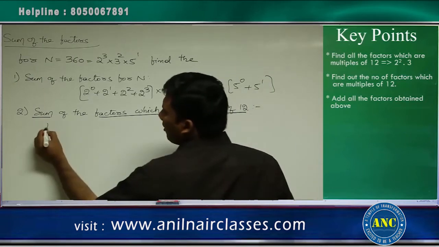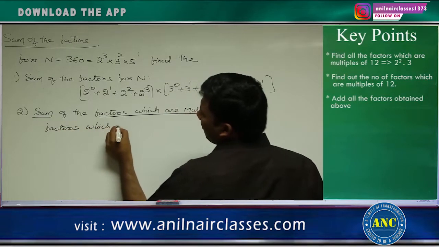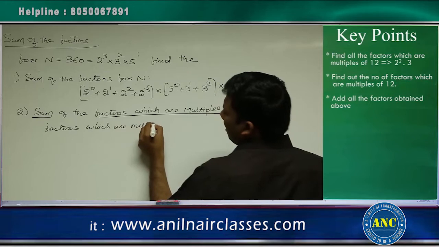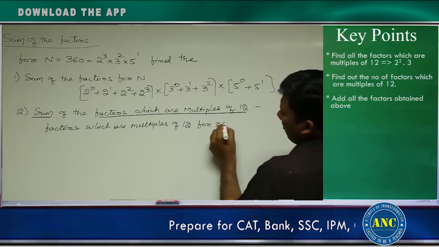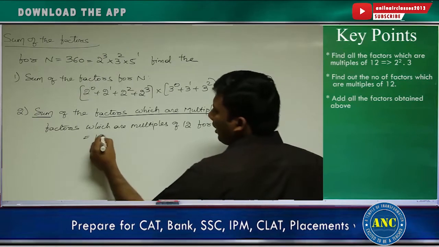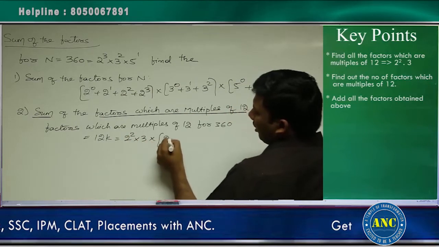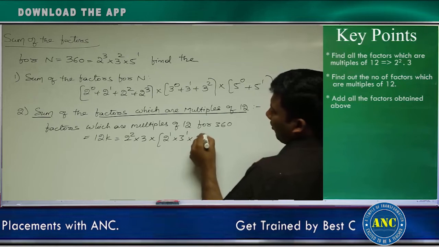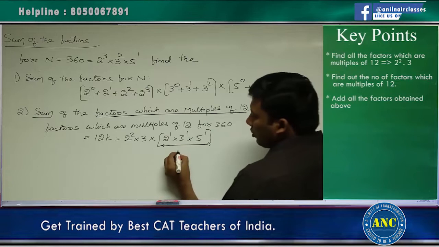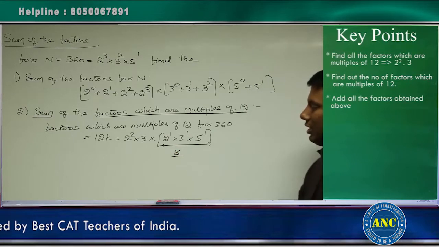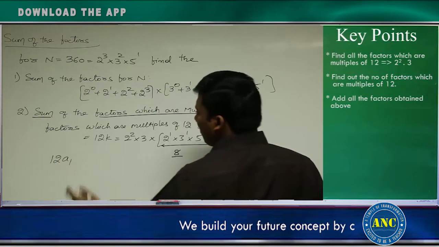Let us take all the factors of 360 which are multiples of 12. So, multiples of 12 will be of the form 12k. 12 is 2 square into 3, and the remaining is 2 power 1 into 3 power 1 into 5 power 1. Totally, how many factors are there? 2 into 2 into 2. How many are there? 8. There are 8 factors which are nothing but factors which are multiples of 12.